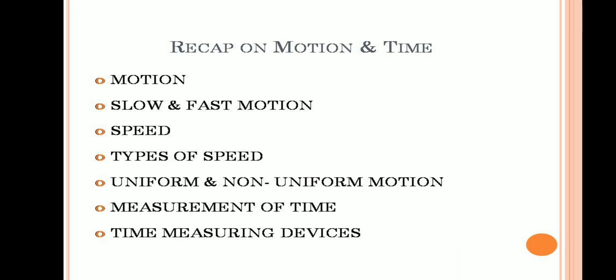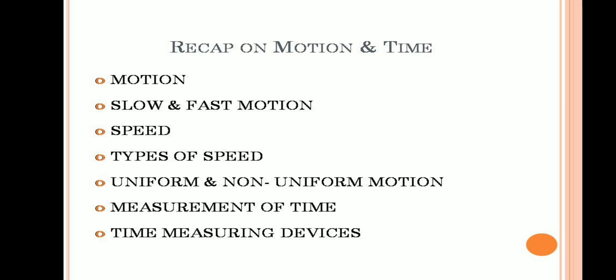Slow and fast motion. The distance traveled by objects in a given interval of time can help us to decide which one is faster or slower. Speed. The distance traveled by an object in unit time is called speed. Types of speed: uniform speed, non-uniform speed, average speed.